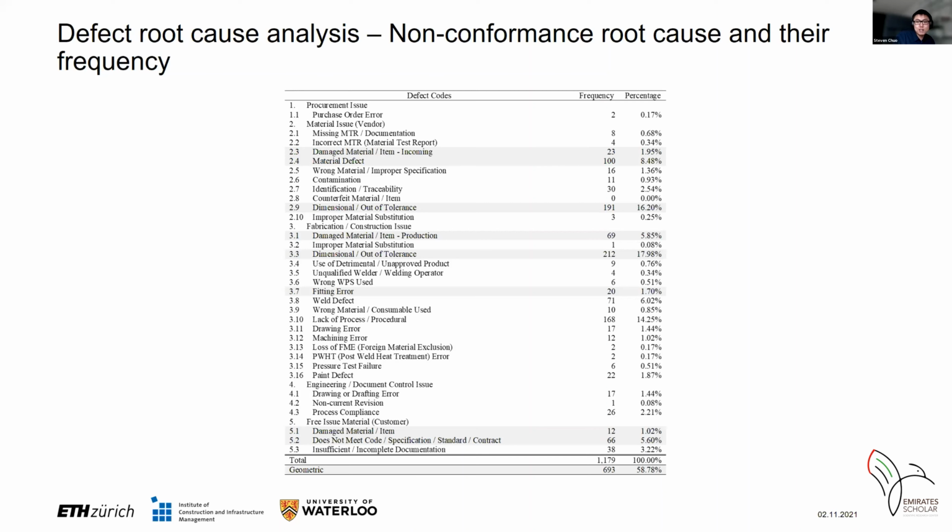All 1,179 non-conformance reports from the project were analyzed for a defect code, as well as the specific nuclear module affected. This table here summarizes the frequency of each defect code as documented in the data log. Now, for clarity, the defect codes related to geometric nonconformance are highlighted in gray here.